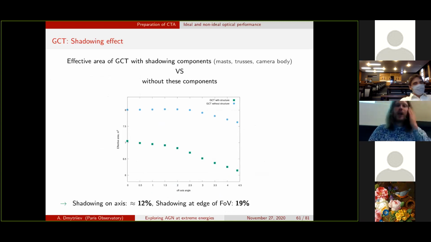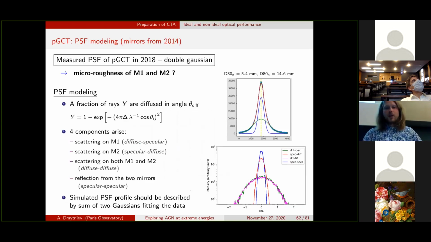And I also estimated the shadowing effect induced by masts, trusses, and camera body, the obscuring elements between M1 and M2. This plot shows you the effective area of the gamma ray Cherenkov telescope with obscuring elements, the green dots, and without them, with higher effective area. Shadowing on axis is around 12%, while at the edge of the field of view, it reaches almost 20%. Then I was involved in modeling the PSF of the prototype.